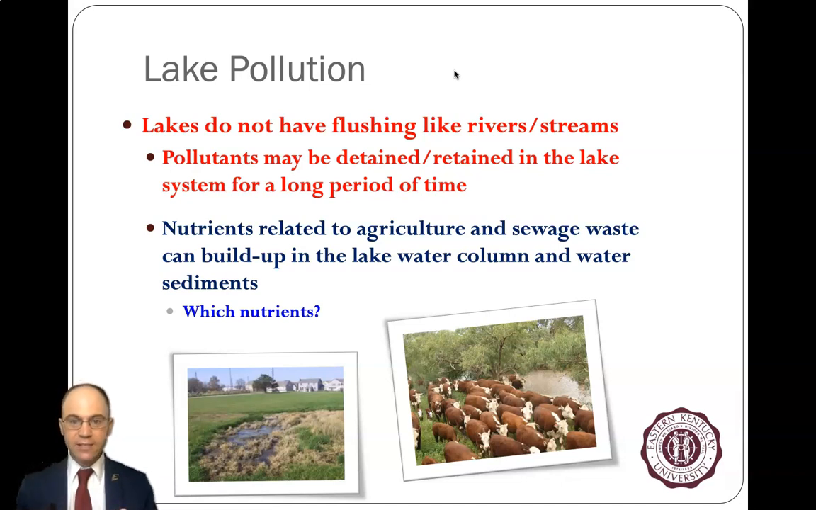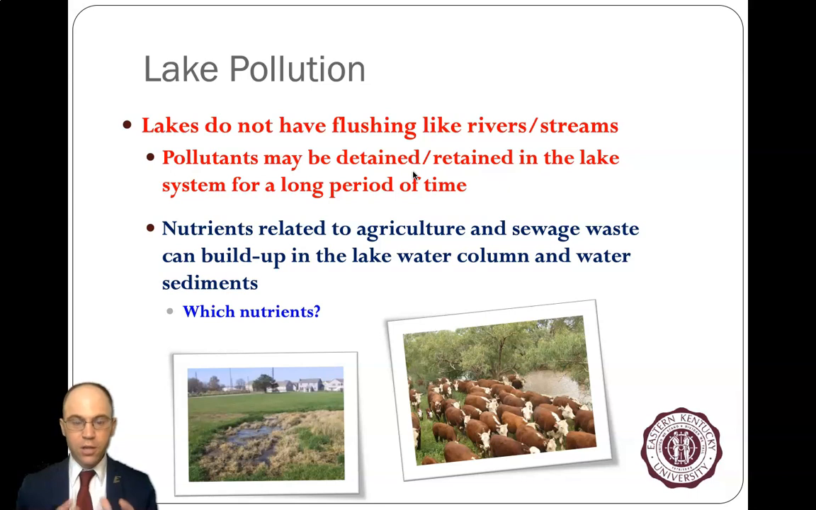And many of our lakes, especially in the inland part of the United States, are human-made. They were made by dams. So these lakes do not necessarily have natural flushing mechanisms like rivers or streams. The water comes in. If it's tied up with sediments, it may settle out. And these pollutants may be detained or retained in the lake. They may get entrained in the lake system.